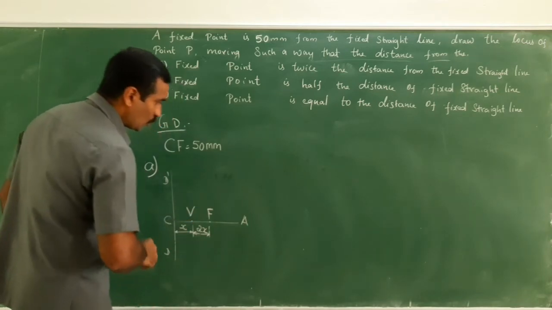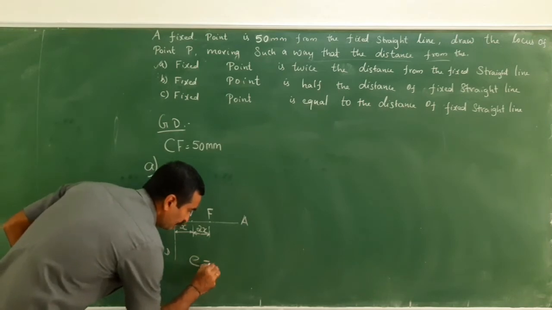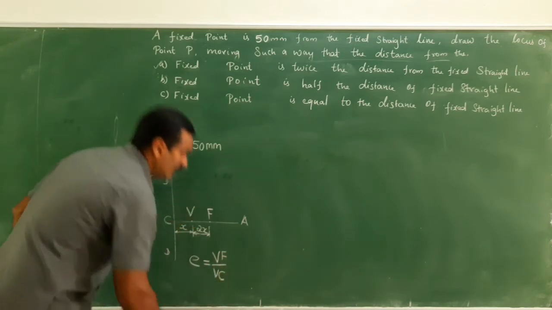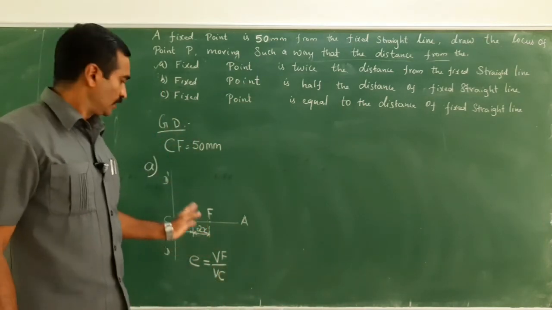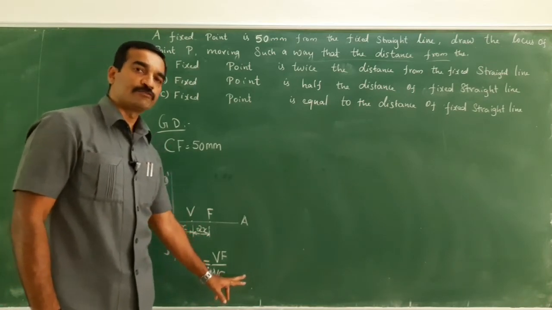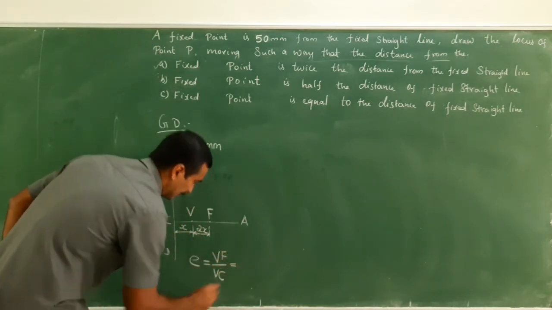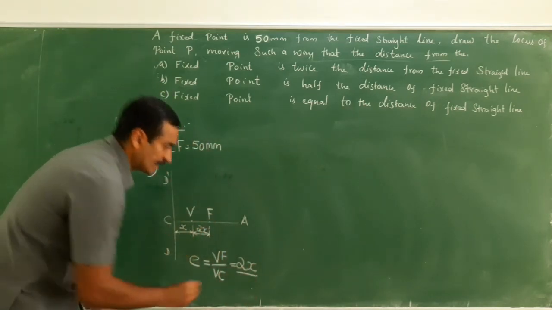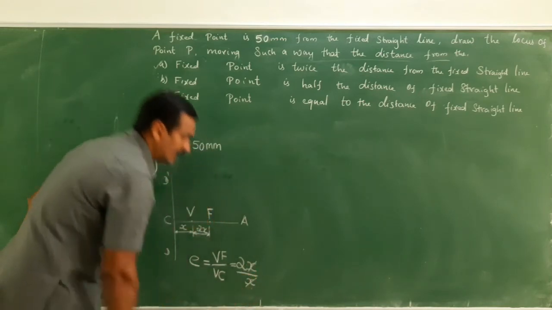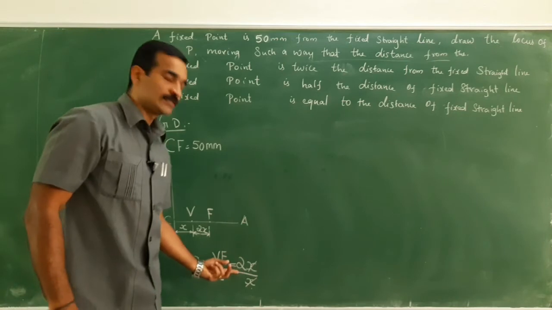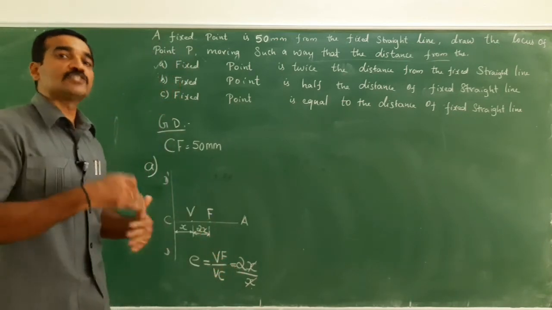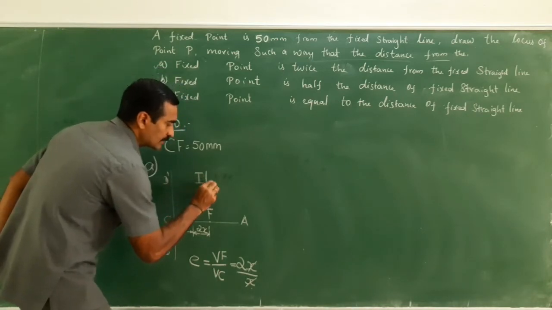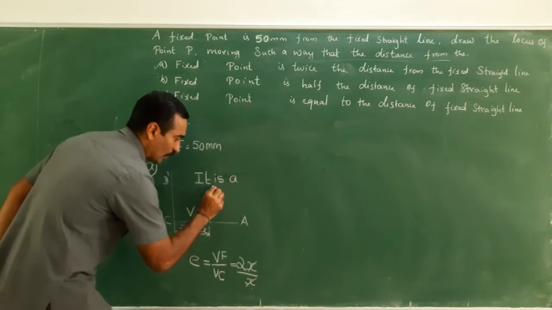Right? So, what does E say? Eccentricity E is nothing but VF by VC. So, VF is nothing but the distance of the moving point from the focus, and VC is the distance of the moving point from the straight line or directrix. So, VF is 2x, VC is x. X gets cancelled. So, the E value is 2. Therefore, the E value is more than 1. So, this curve is a hyperbola. Good.